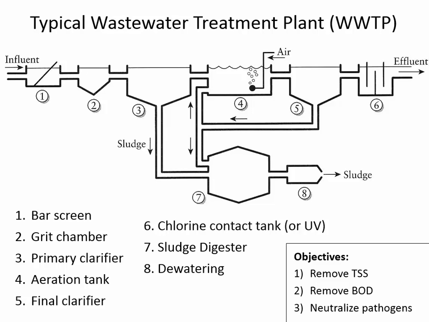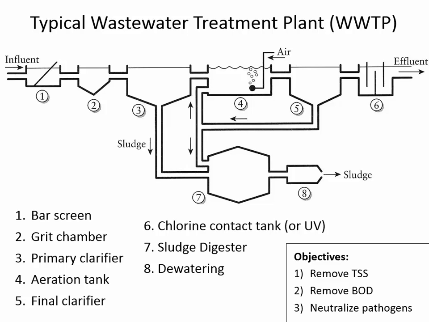Step 6 is disinfection. Some places don't bother disinfecting in the winter. Like in Indiana, which is where I did my graduate school, they didn't disinfect during the winter because they figured nobody was going to be out swimming in the river in January. So why bother chlorinating the wastewater if nobody's going to be coming into contact with it? Instead of chlorination, it might be UV disinfection. Increasingly, UV irradiation is being used to disinfect.